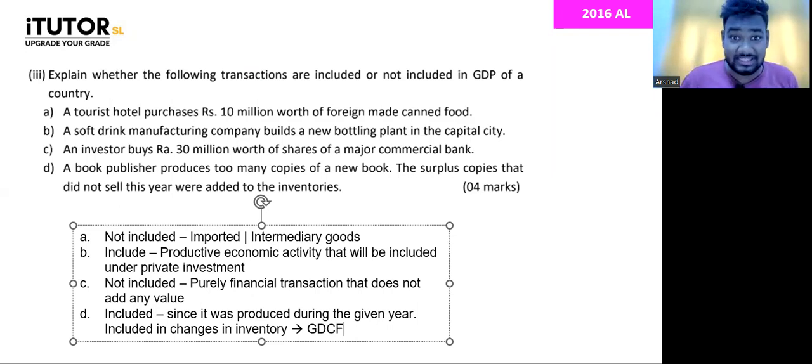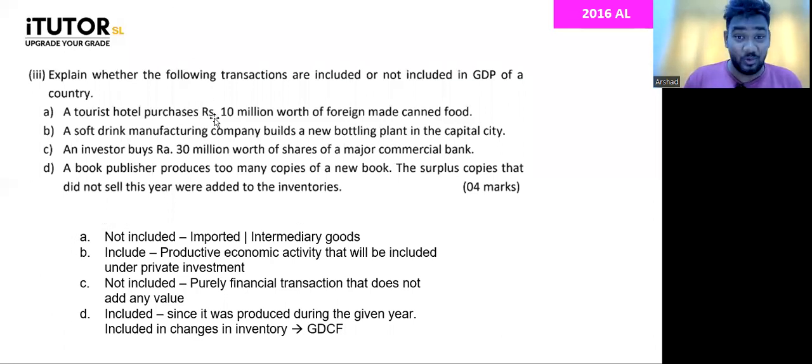Is that okay, guys? Now, these are very common questions that you all get. It's almost like a free mark now. Every year, most of the time they ask you, are these included or excluded? Right? Explain. So you need to say included or not included. Write a small line or two about that. Is that okay? Fine. That's the 2016 A-level unit 5 question.